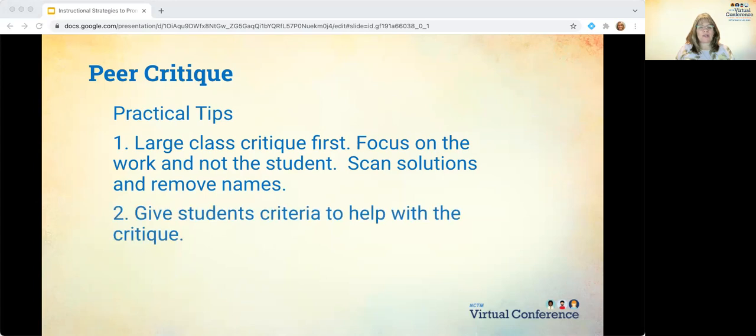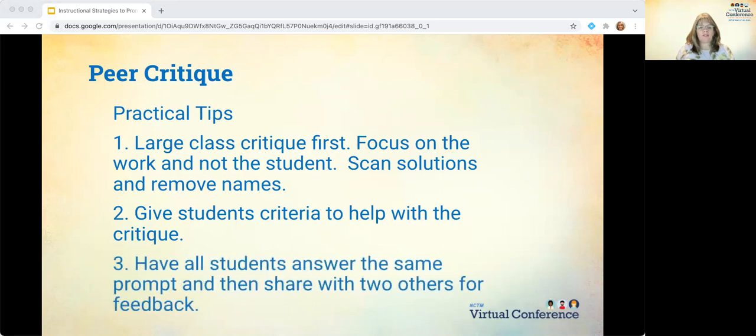Give students criteria to help them with the critique. Otherwise, they might not be sure what to focus on. In the previous slide, you saw I had a list of things that they were to focus on with a place for them to put evidence. And then having all students answer the same prompt and then share with 2 others for feedback would be a good way to also do a peer critique. They're very used to doing things like this, most likely in their English and history classes with essays.